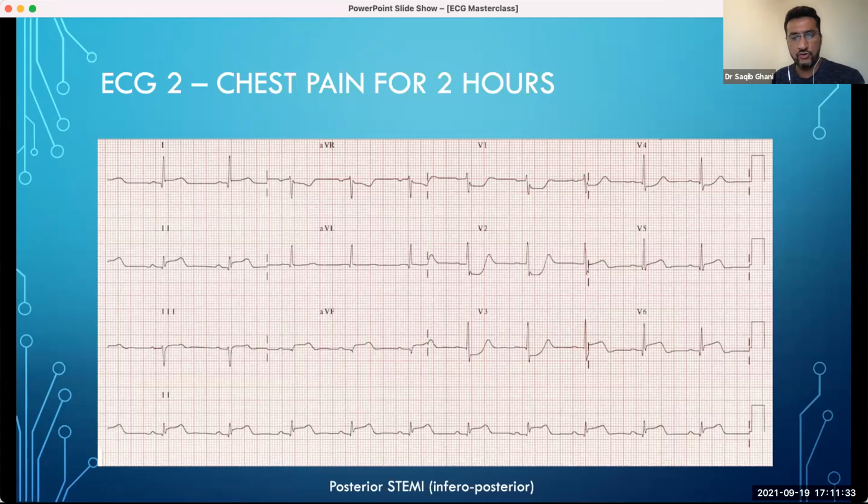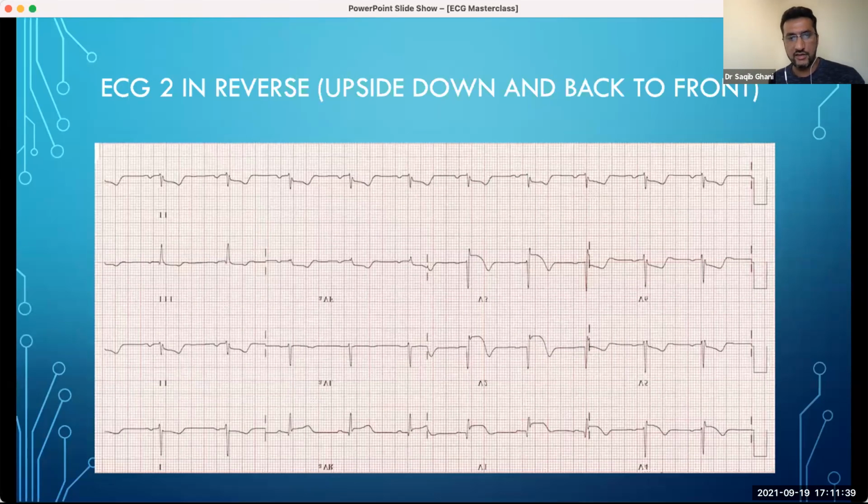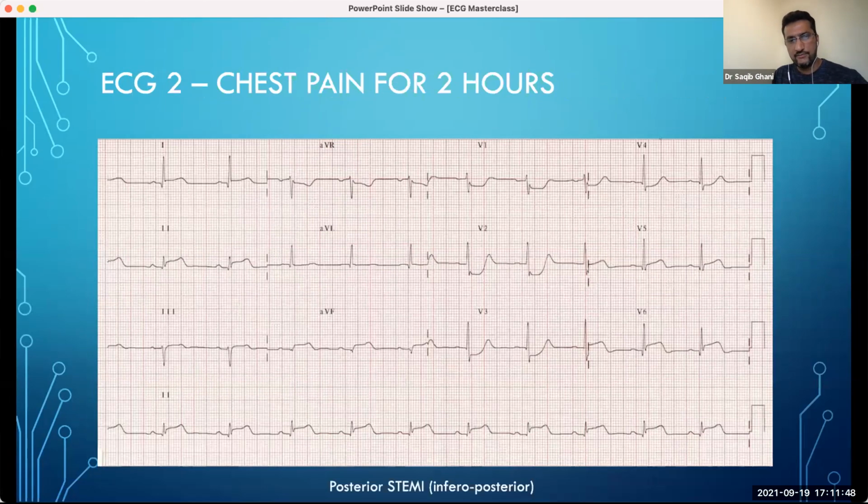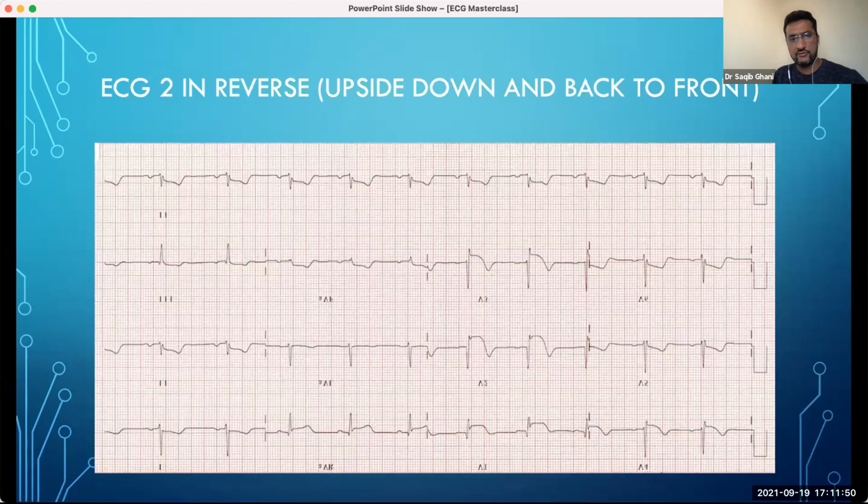In the next slide, imagine you have the ECG in your hand and you flip it upside down. That's what the same ECG is going to look like. Now, if you look at leads V1, V2, V3, can you see how obvious the ST elevation is? I'll go back. This is the original ECG. And if you just flip it upside down, the reason is the posterior aspect of the heart is not seen by any ECG leads because the ECG leads are attached anteriorly. So a posterior ST elevation MI mimics an anterior non-ST elevation MI.